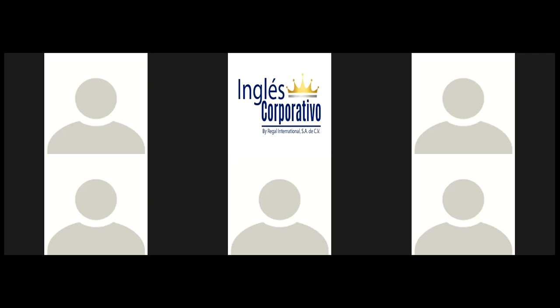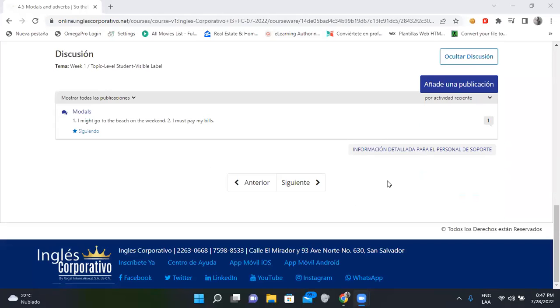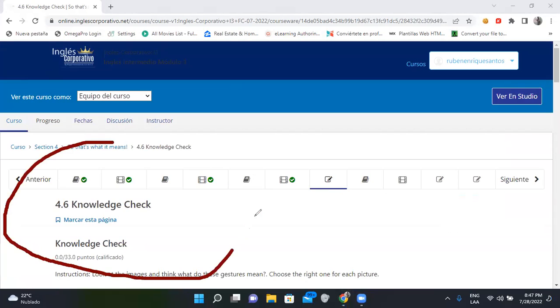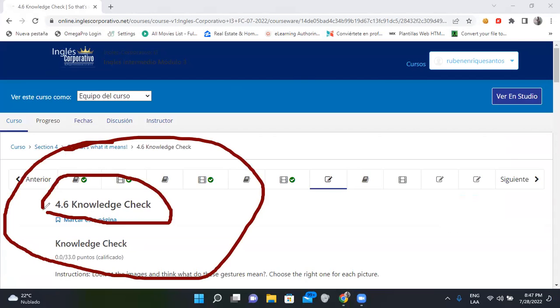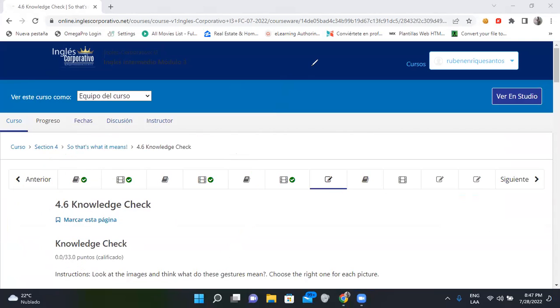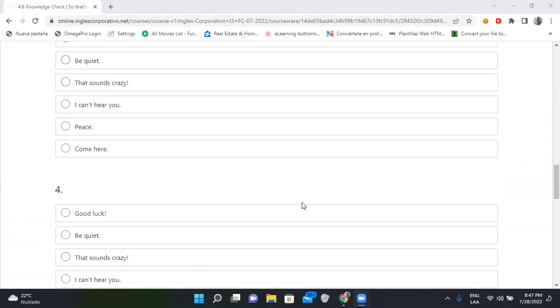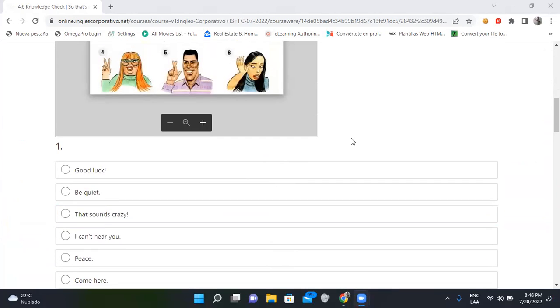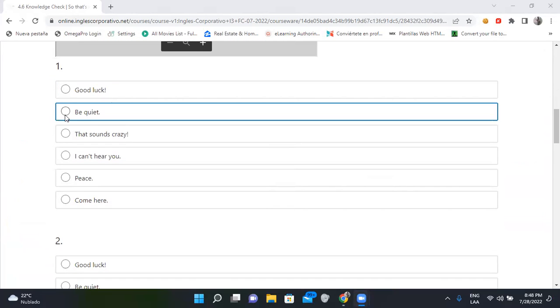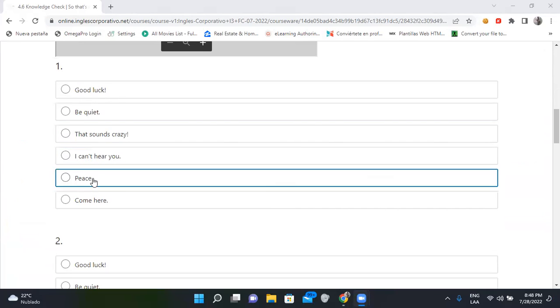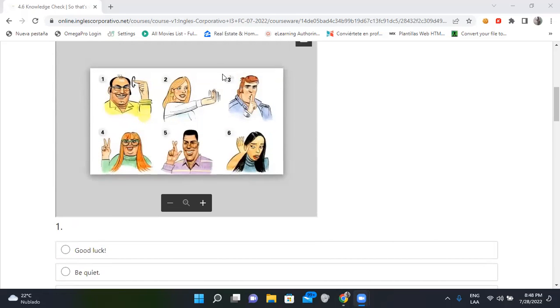Perfect, perfect. All right, let's go ahead and move forward, ladies and gentlemen. We're going to go to the next activity. For the next activity, we are going to be looking at the knowledge check section, which is coming from section number 4.6, knowledge check 4.6. For this section, what I would like for you to do is take a look at the gestures and identify which gesture they are doing. For example, number one, we have good luck, be quiet, that sounds crazy, I can't hear you, peace, and come here. So let's look at number one.